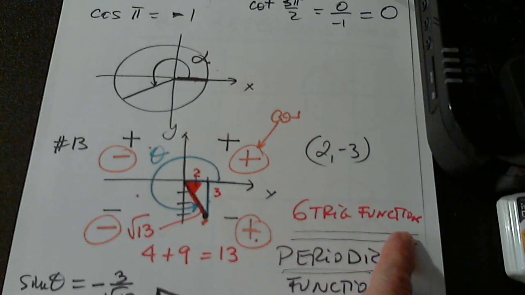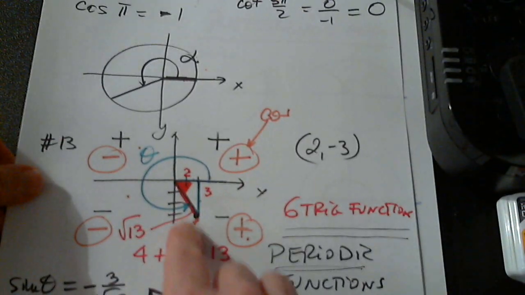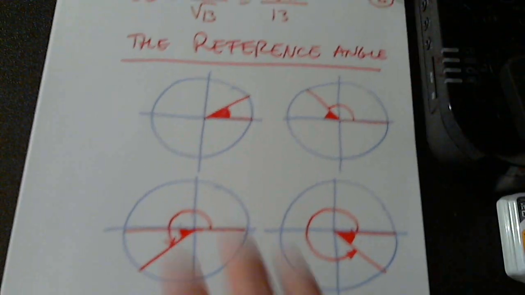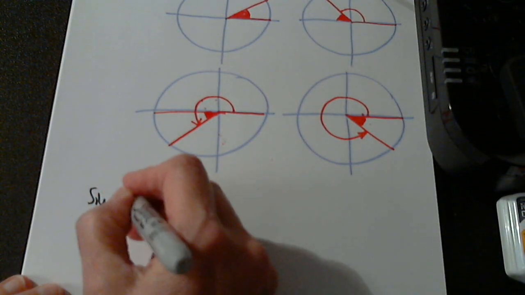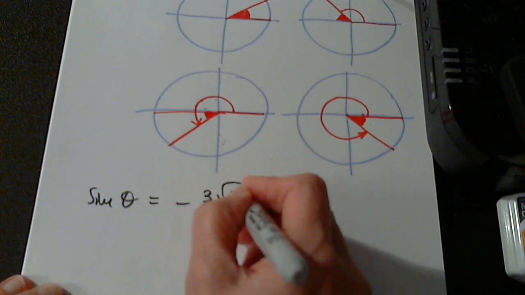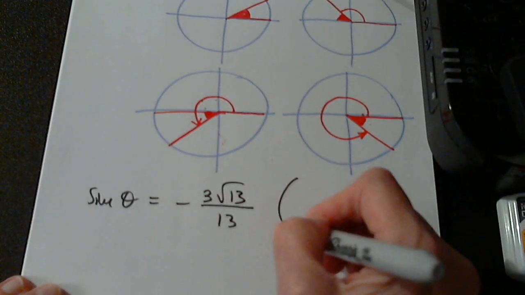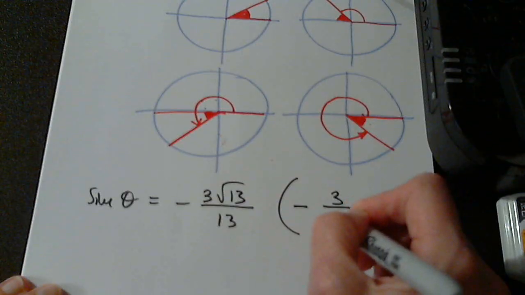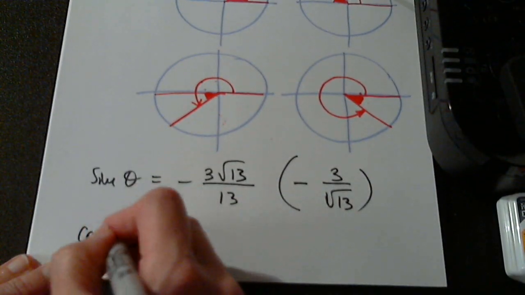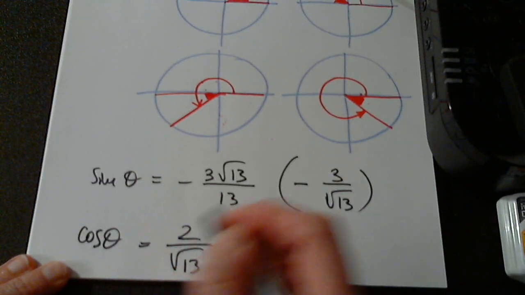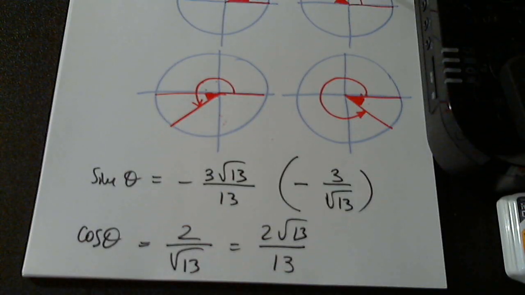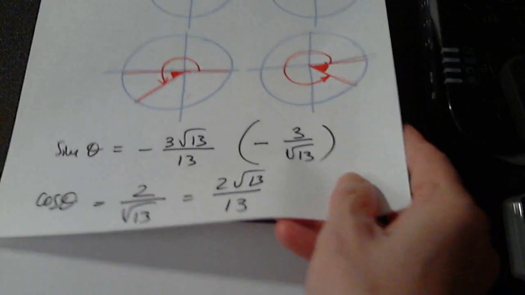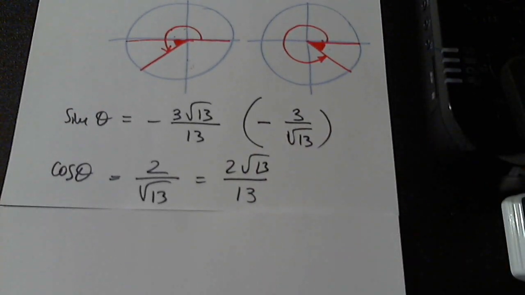Now, we're asked to find the other six. We found sine and cosine. Do I need this again? Of course not. I have sine and cosine. That's all I need. So what was it? Sine theta equals -3 square root of 13 over 13. I'll put it in parentheses because I may need this for simplicity. And cosine theta is 2 over the square root of 13, the same thing as 2 square root of 13 over 13. Do I need this? Absolutely not. I'm done with it. Why? Because I'm asked to determine the other four. I'm not going to look at that.